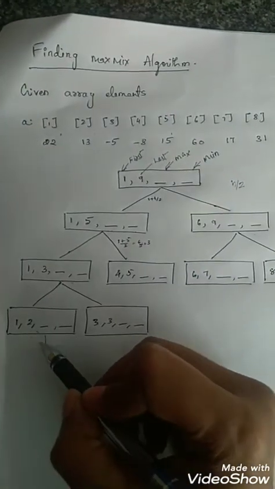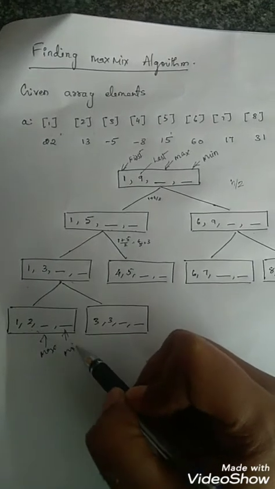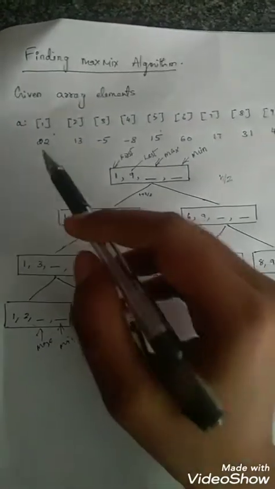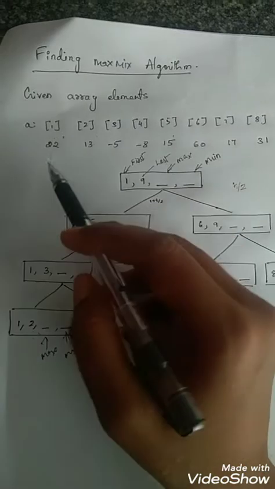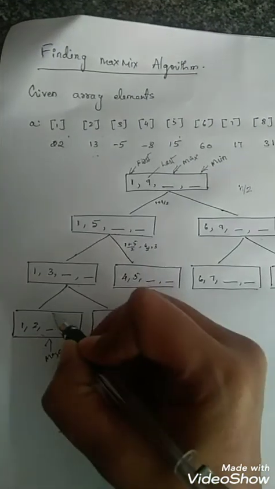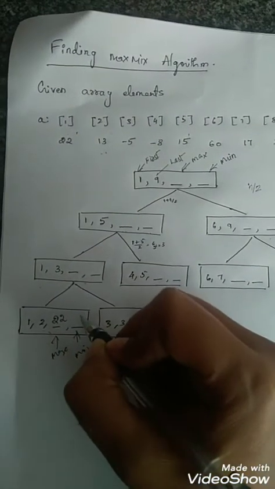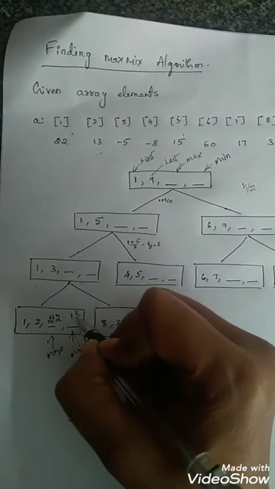Always the first one will indicate the max and this one will indicate the min. So 1 and 2. In this, it is very easy to find out which is the maximum element and which is the minimum element. So here, 22 is the maximum element and 13 is the minimum element.